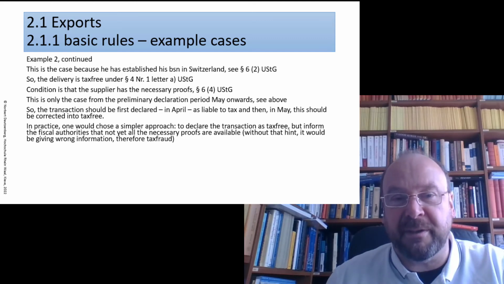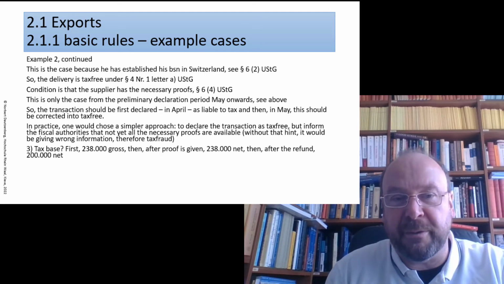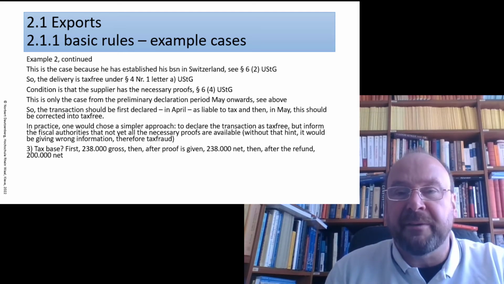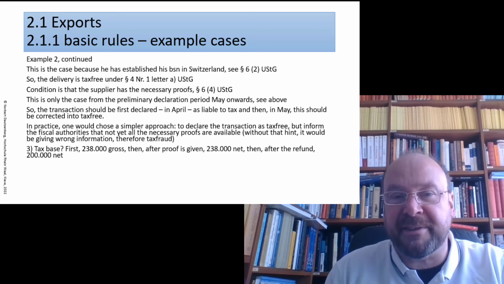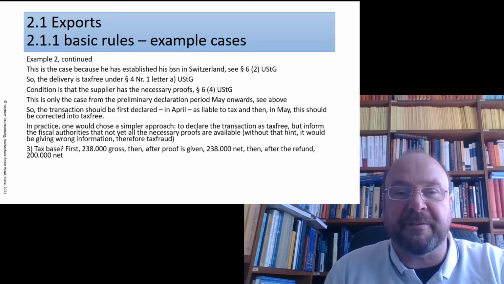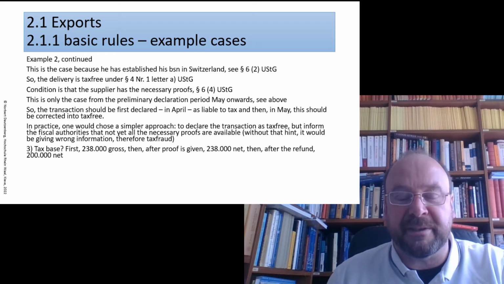Therefore, that would be suspicious of being tax fraud. So doing it the way I described would be the only tolerable way. The tax base is first 238,000 gross, and after proof is given, it's then 238,000 net, and then after you lowered the price by refunding 38,000, the tax base drops down to 200,000.